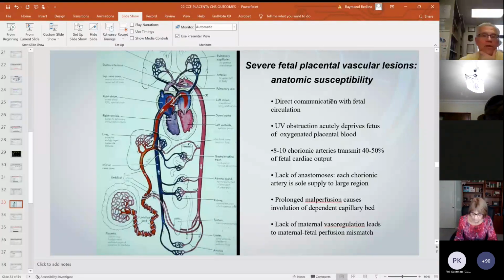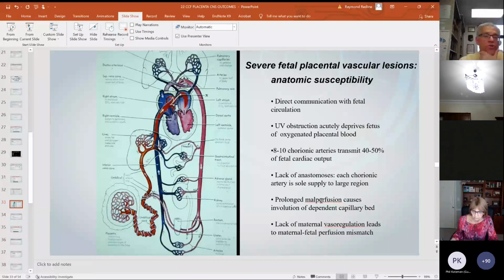So we listed some of the reasons why these large fetal vessel lesions might be more associated with the CNS abnormalities. I mentioned direct communication, umbilical venous obstruction acutely depriving the fetus of oxygenated placental blood. The fact there are only 8 or 10 of these major chorionic arteries, and they transmit almost half of the total fetal cardiac output. They are end vessels. They don't anastomose with one another. Each chorionic artery is the sole supply to a large region of the placenta.